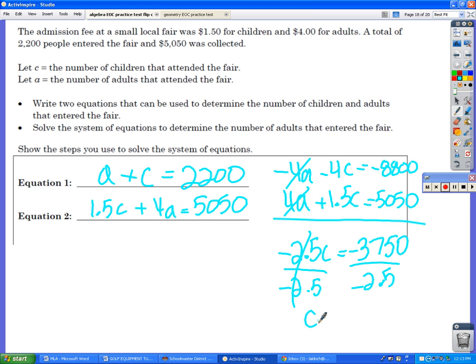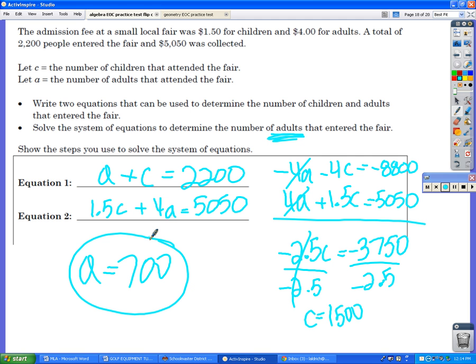So there are 1,500 kids, but the question says, how many adults are there? So how can we figure out how many adults there were? From the 2,200, yeah, because you know there are 2,200 people that went all together. If 1,500 of them were kids, then that means there had to be 700 of them that were adults. Okay? Any problem with that, yes, no?